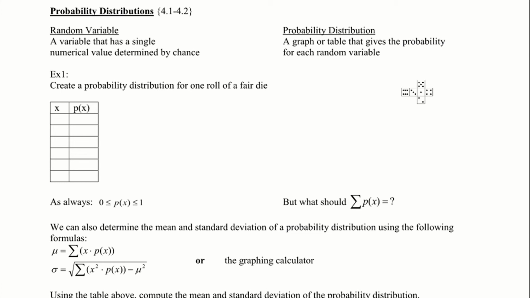All right, so 1, 2, 3, 4, 5, and 6 represent the complete list of possible outcomes for the roll of a die, and the probabilities that go along with those are all the same because you have an equally likely chance of getting a 1, 2, 3, 4, 5, or 6. So we would just use 1 over 6 to represent each of these probabilities.